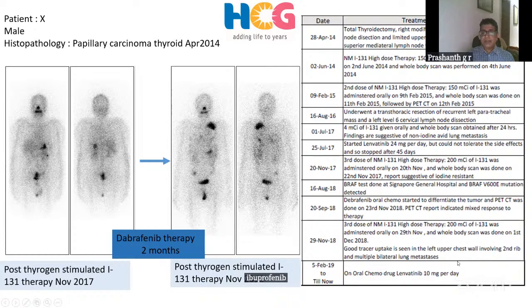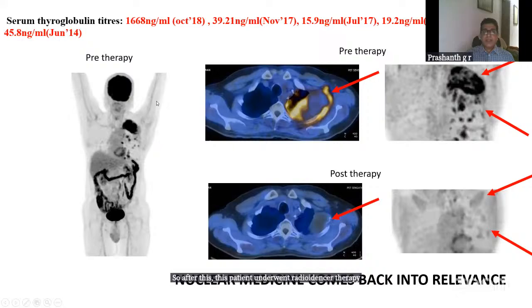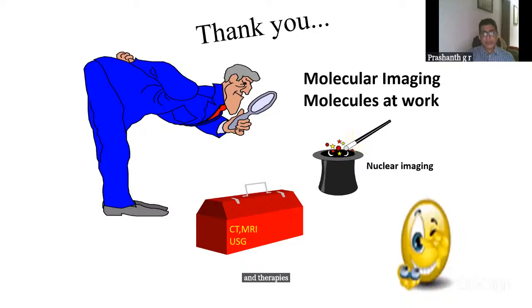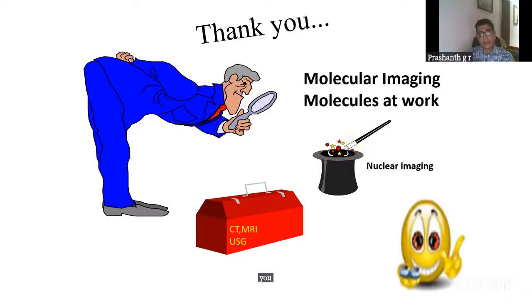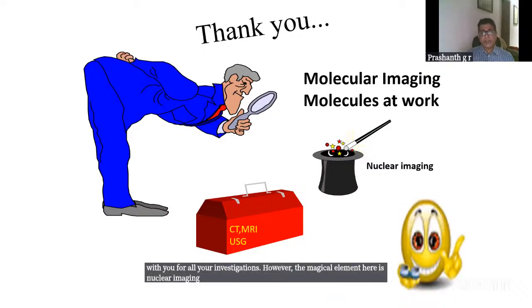So after this, the patient underwent radioiodine therapy. And what was this became this after therapy. So serial thyroglobulin levels, which were increasing drastically, came under control. So these are a few investigations and therapies available in nuclear medicine, which we are doing on a routine basis. You do have CT, MR, or ultrasound with you for all your investigations. However, the magical element here is nuclear imaging. Hope you do make good use of it. Thank you.